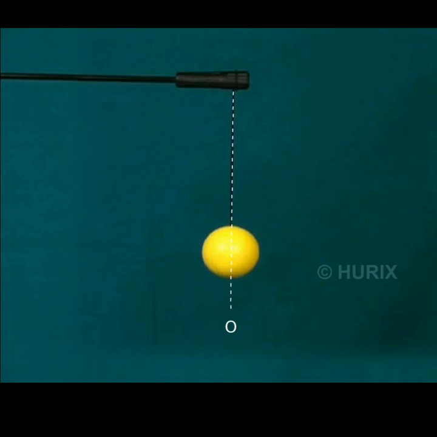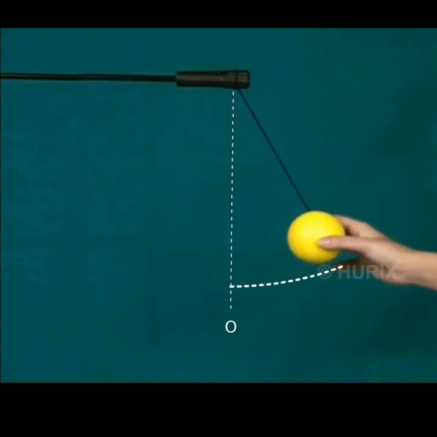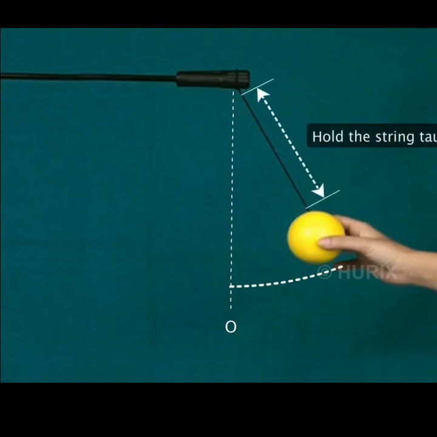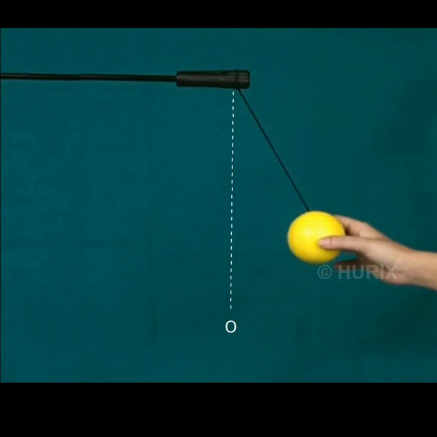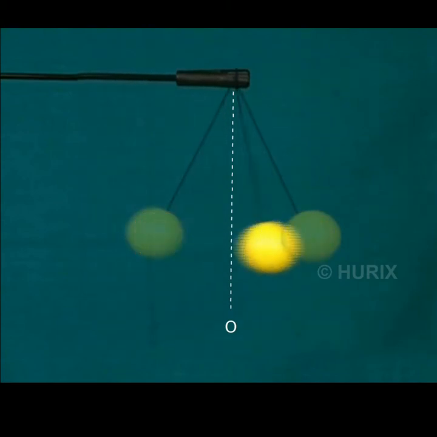Now, let's set this pendulum in motion. To do so, we have to drag the bob slightly away from its mean position. While dragging the bob, ensure that the string is held taut. Do not drag the bob too far away from the mean position. Now, simply release the bob. Do not push the bob to set it in motion.